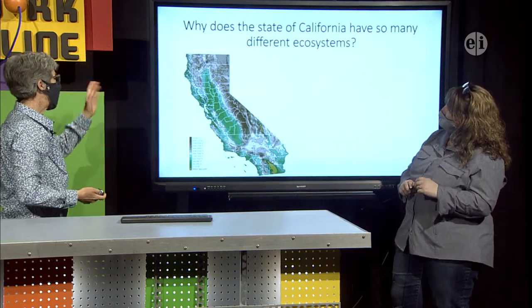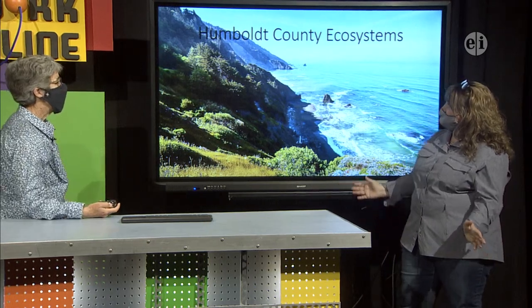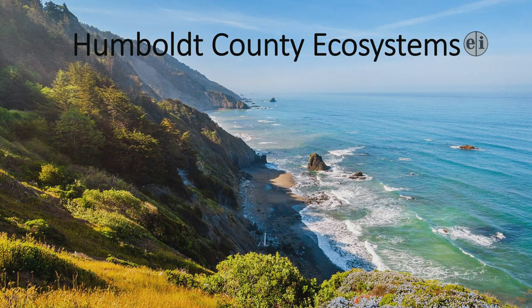Okay, so we just talked about this, so yay for that. We'll keep going. Now let's talk about Humboldt County. So does this look familiar? This looks like Shelter Cove. It looks like Shelter Cove to me. Out by Petrolia? Sure, that looks similar. It's really similar. So there's cliffs.